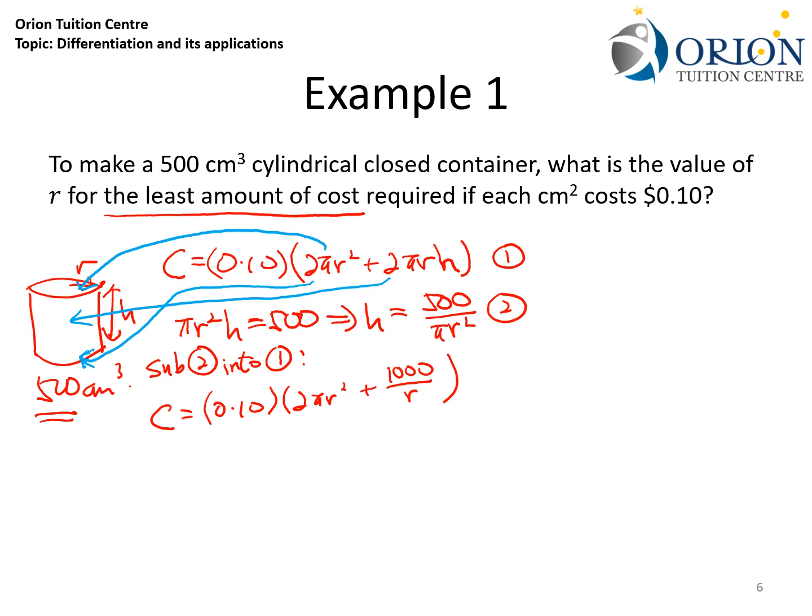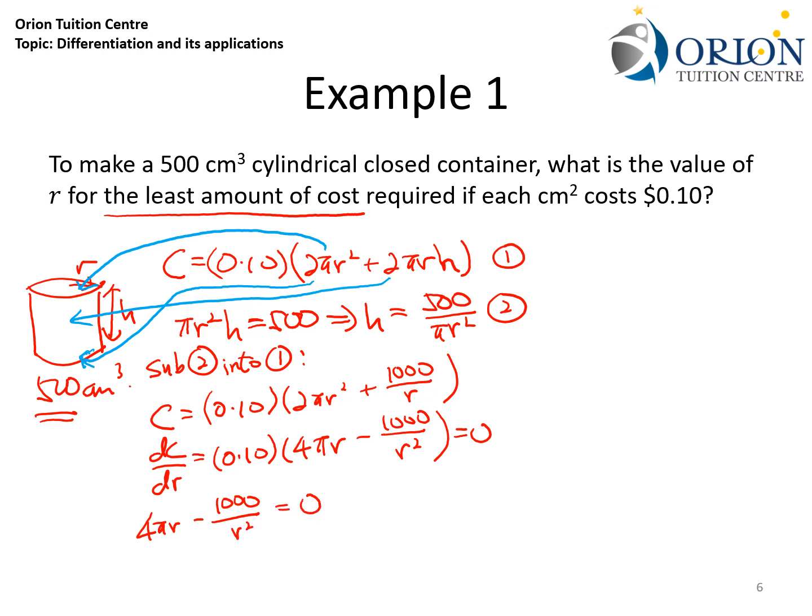Now note that this new equation consists of only one variable r, which I can differentiate. So dC/dr will be equal to 0.10 times 4πr minus 1000 over r². And for the stationary point, I need to solve for dC/dr equals 0. Therefore, I get 4πr minus 1000 over r² must be equal to 0, and this gives me r equals the cube root of 250 over π cm.